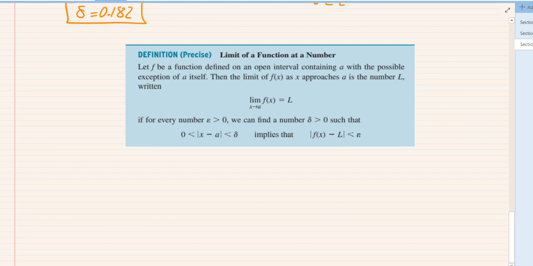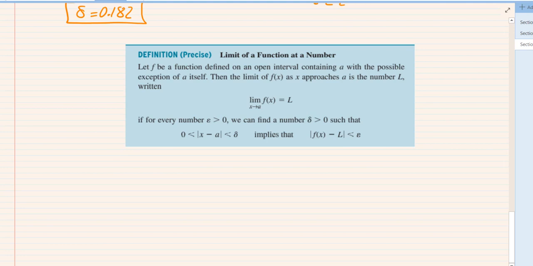If for every number epsilon, by the way, it has to be positive, okay? The epsilon has to be positive. Then we can find a number delta, and epsilon and delta are both positive, in fact, such that the absolute value of x minus a lies between 0 and delta. In other words, what we're saying is that the difference between x and the limiting value that we approach is going to be less than delta.